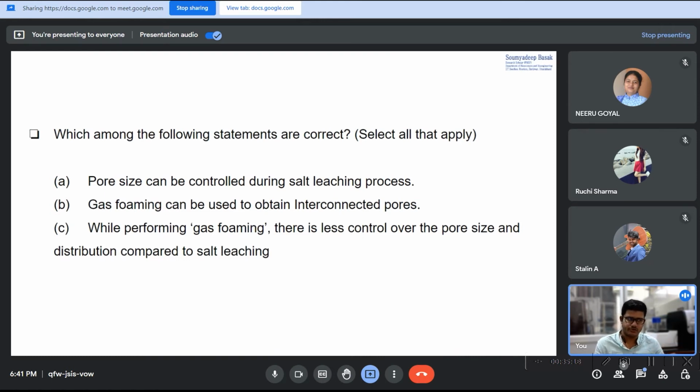Pore size can be controlled during the salt leaching process. Gas forming can be used to obtain interconnected pores, and while performing gas forming, there is less control over the pore size and distribution compared to salt leaching. Which among the following statements are correct? You remember the various kinds of porous material forming strategies, gas forming, salt leaching, and other techniques, regularized pores and interconnected pores. What is the technique where you can find regularized pores?